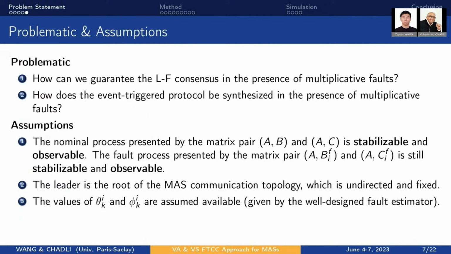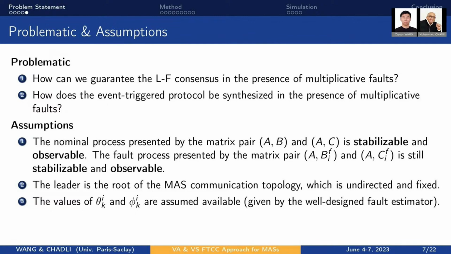We are now at this page to summarize our problematic and assumptions. So we raise two problems to be solved in this paper. The first is, how can we guarantee the leader-following consensus in the presence of multiplicative faults? And the second is, how should the event-triggered protocol be synthesized in the presence of multiplicative faults? To address these problems, we are going to adopt three assumptions.